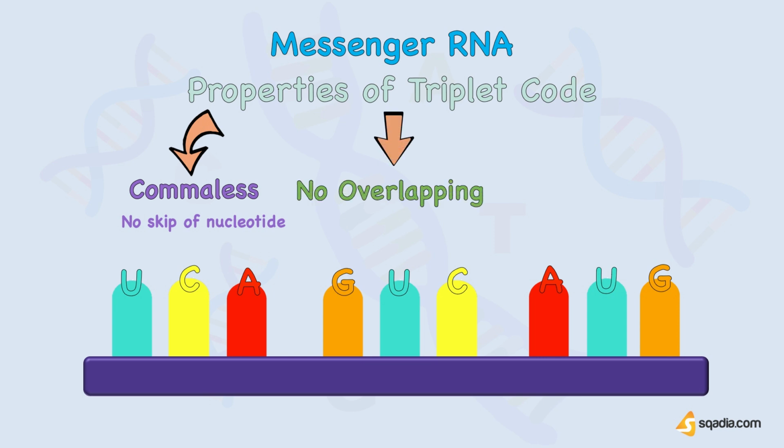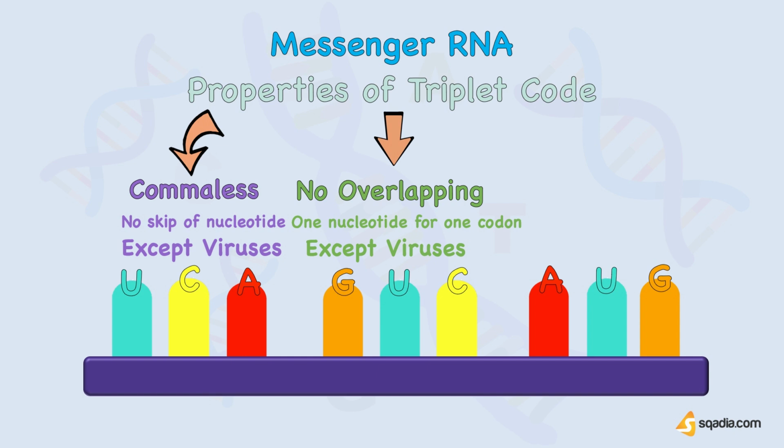Number 2 is that these triplets are non-overlapping. This means that this will never happen, that a nucleotide will be taken from the sequence and will be used in another sequence. So, no overlapping. But there are exceptions in these 2 cases when it comes to viruses. So, if someone asks you which organisms don't follow the comma-less and non-overlapping rule in their RNA, please reply that they are viruses.